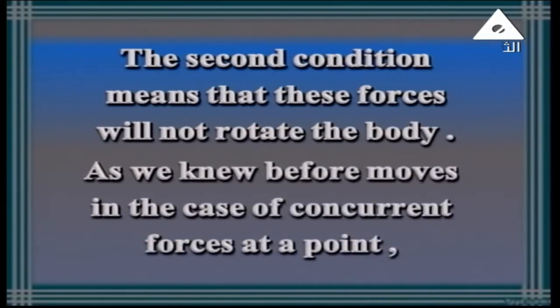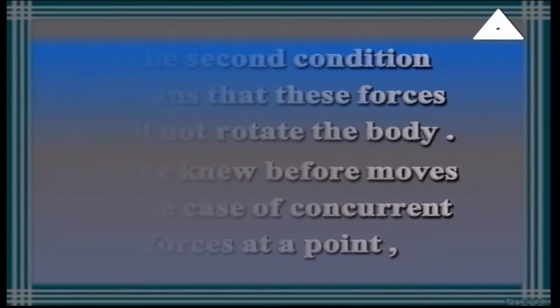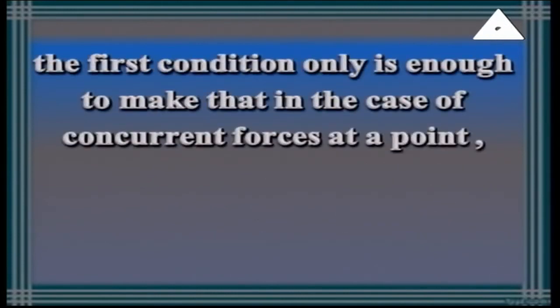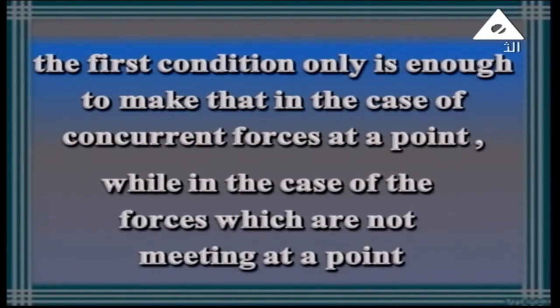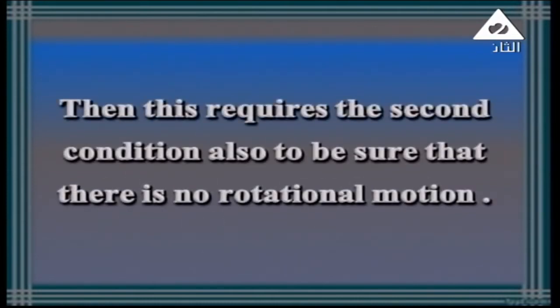As we know before, in the case of concurrent forces at a point, my dear students, take care. What is the meaning of the second condition? Moment equals 0 means that these forces will not rotate the body. In the case of concurrent forces at a point, the first condition only is enough, while in the case of forces which are not meeting at a point, this requires the second condition also, to be sure that there is no rotational motion.